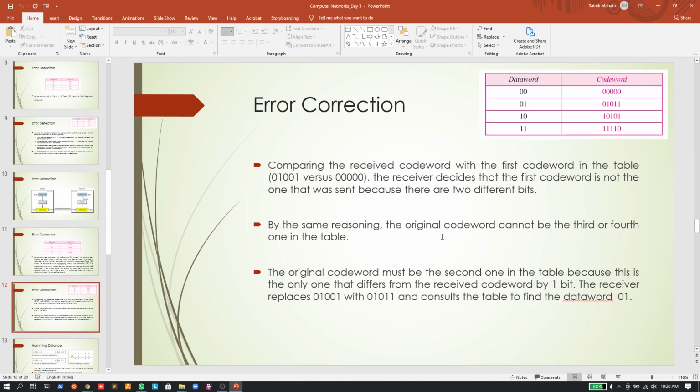By the same reasoning, the original code word cannot be the third or the fourth one, as there are 2 or 3 different bits there. So the original code word must be the second one in the table, because this is the only one that differs from the received code word by 1 bit. Using this strategy, it detects the actual code word, takes out 0 1 as the data word, and sends it to the receiver side. This is not an actual example, but it shows how error correction works. We will discuss this in detail in the next class.